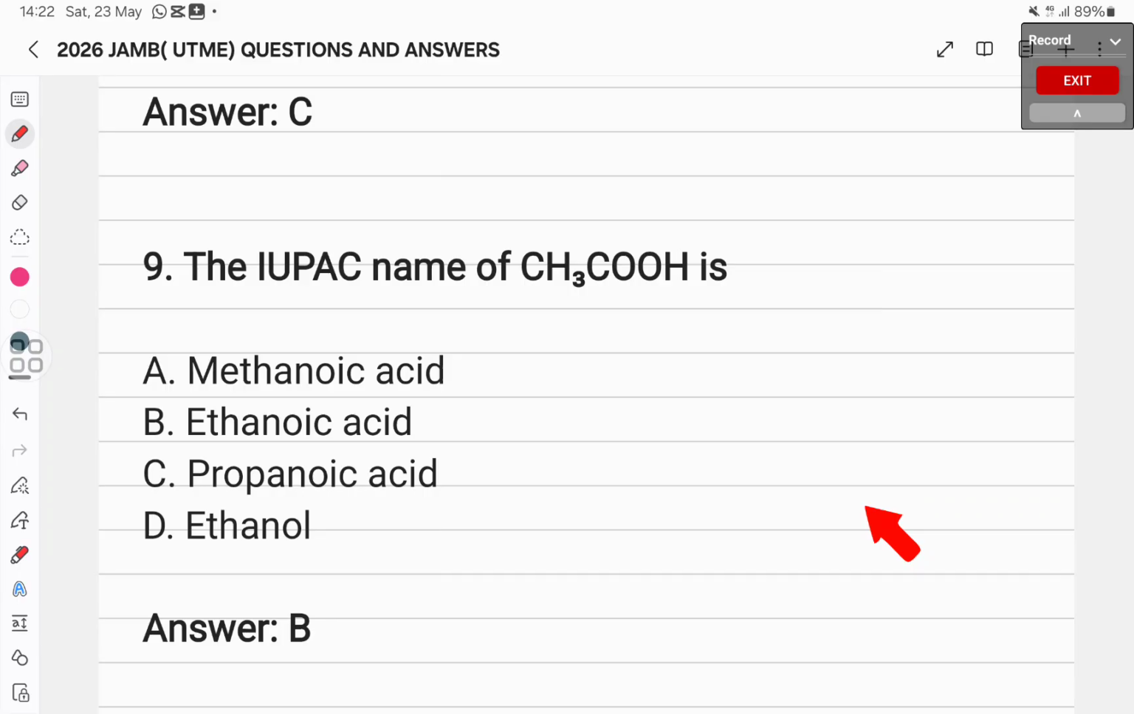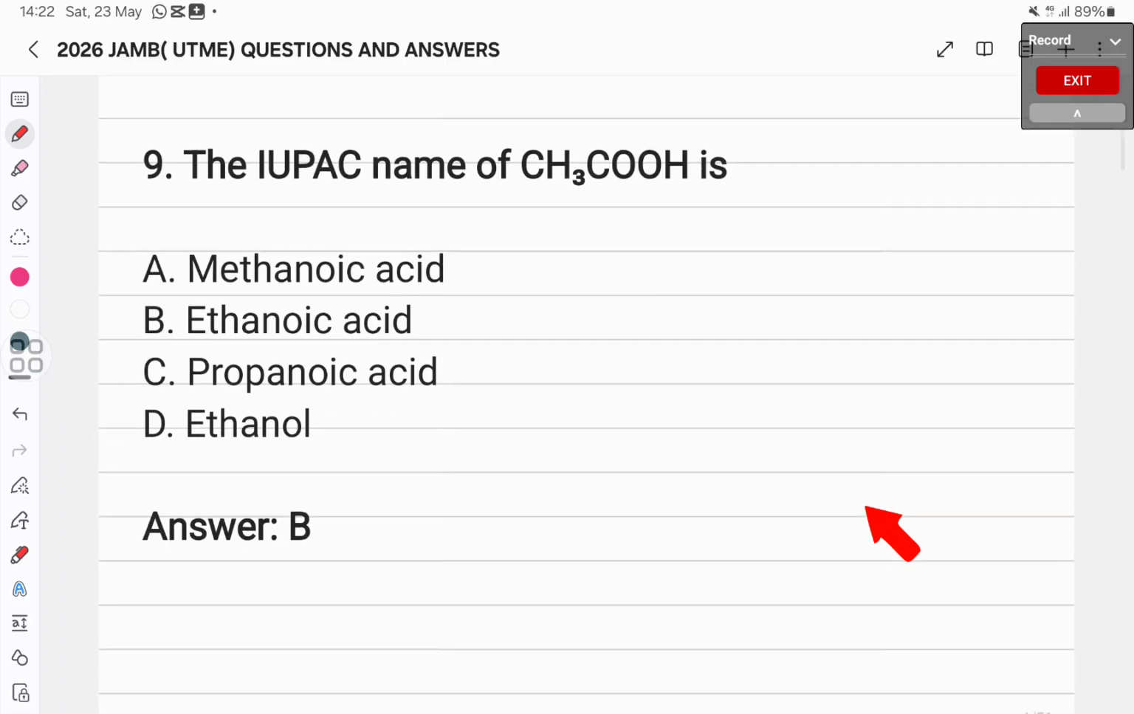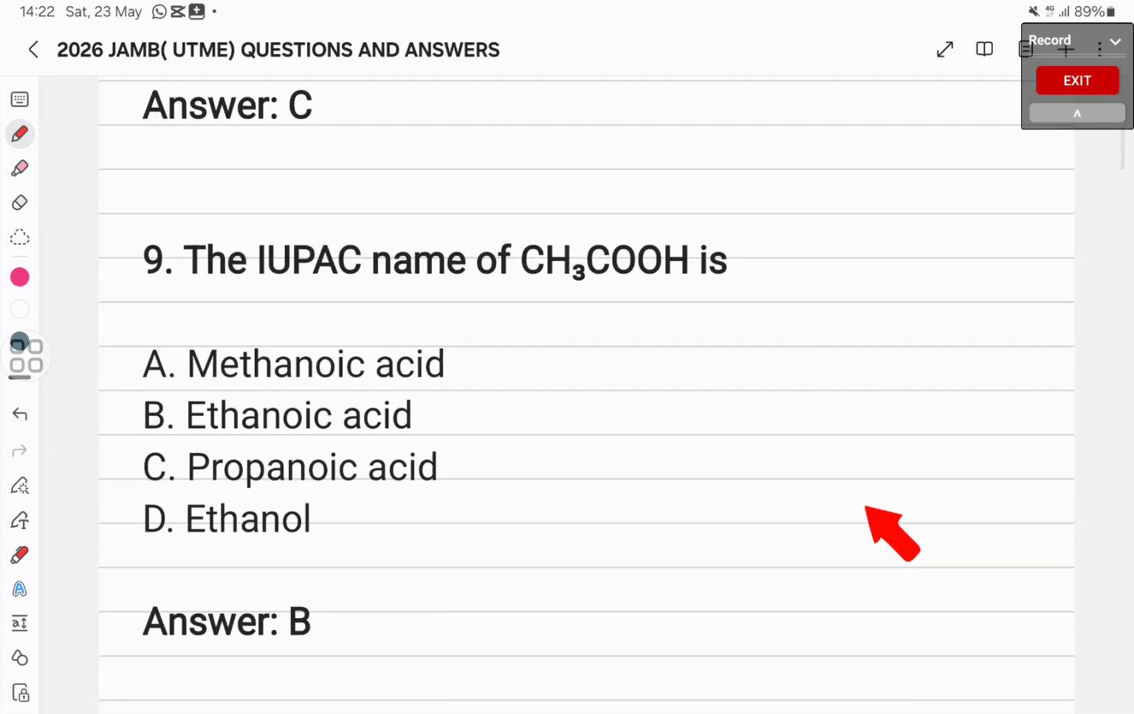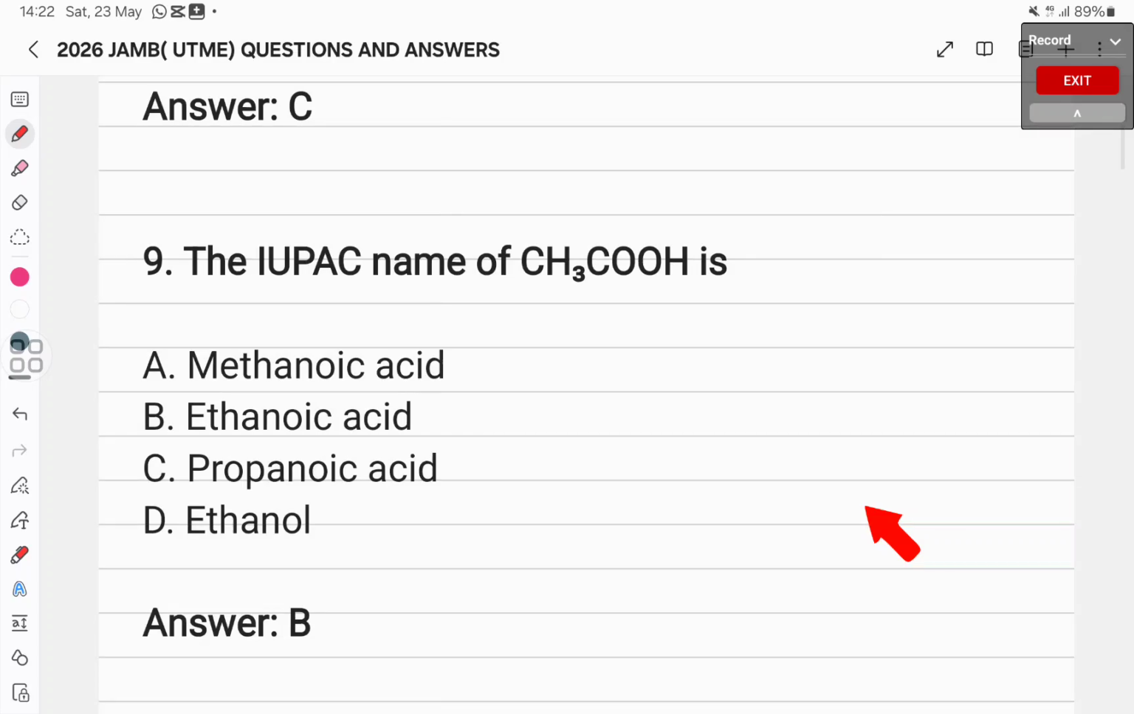The IUPAC name of CH3COOH is what? The answer is ethanoic acid. Ethanoic acid, that's option B. Let me try to shed more light on this question and the options.